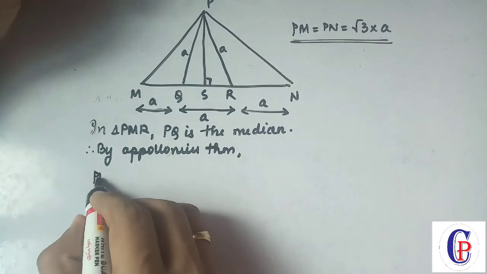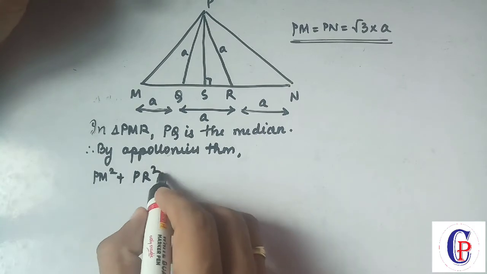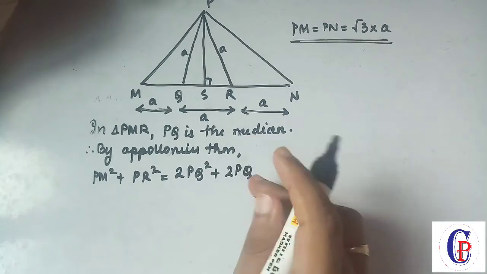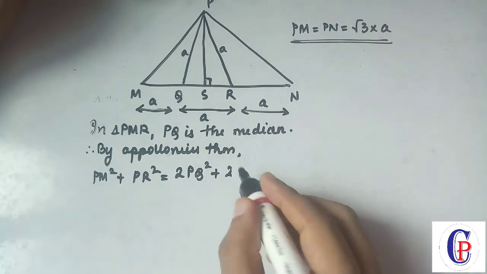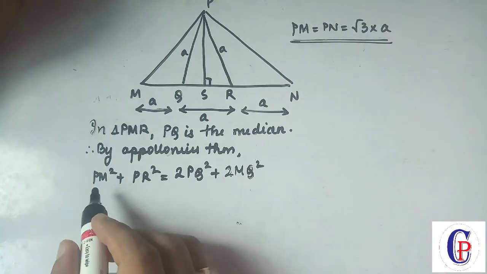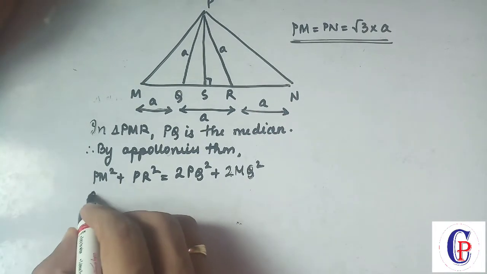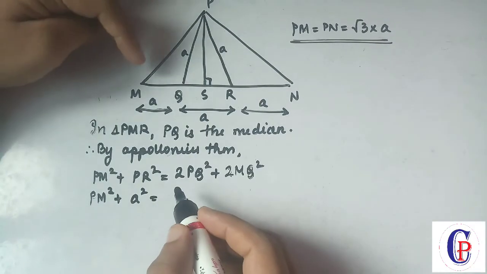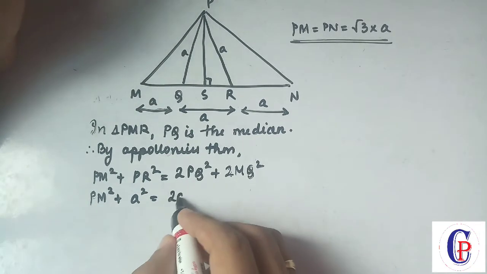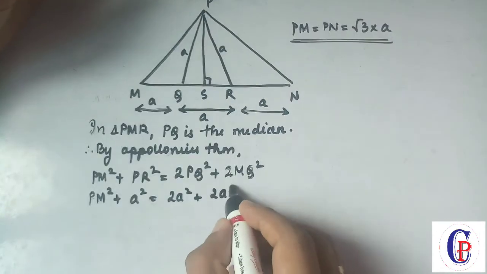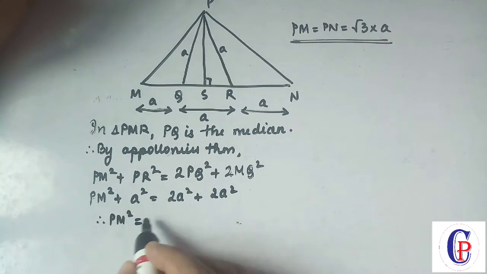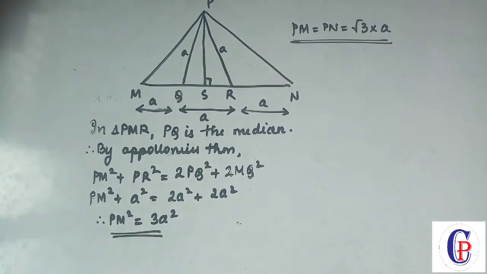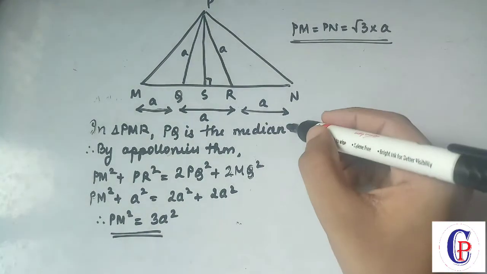what can we say? PM square, if you know the formula, then you can write this 2PQ square plus 2MQ square. So PM square is not known. What is the value of PM? But PQ we know it is A, so A square. 2PQ square, so you can say 2A square, and MQ is again A, so 2A square. So this gives you PM square is equal to 4A square, and this A square would go there, will give you 3A square. So PM square is 3A square.